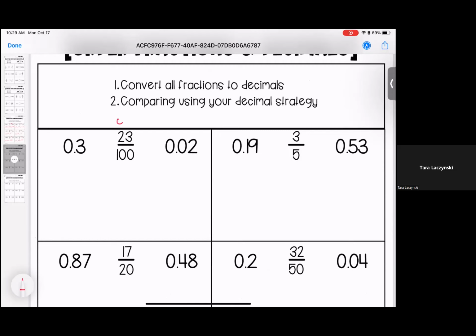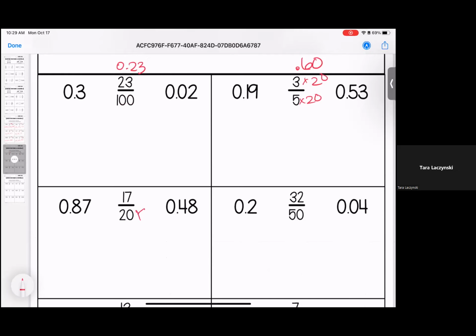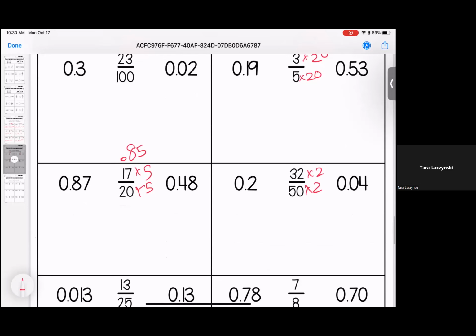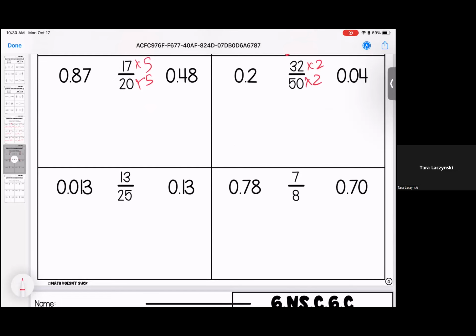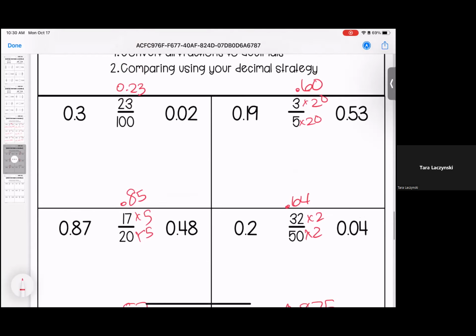Coming down here, again, I want to make them all into decimals. 3/5, I can times that by 20. So that would be 60/100. 20 I can times by 5. And then 17 times 5 is 85/100. I can times these both by 2, which would give me 64/100. I can multiply these both by 4, which would give me 52/100. And then 7/8 I have to divide out, but we know that eighths is one of our bases. And let's go ahead and put them in order from greatest to least again.